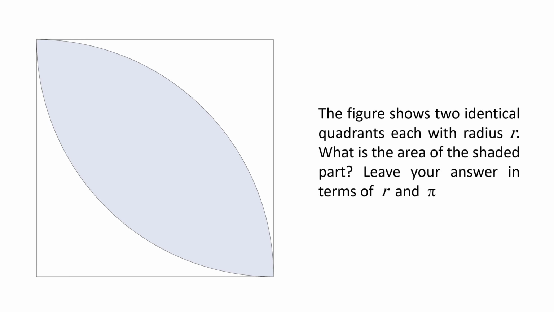The figure shows two identical quadrants, each with radius r. What is the area of the shaded part? Leave your answer in terms of r and pi.